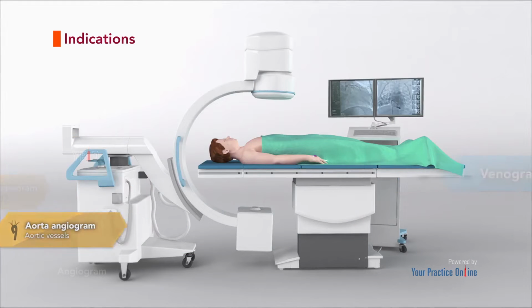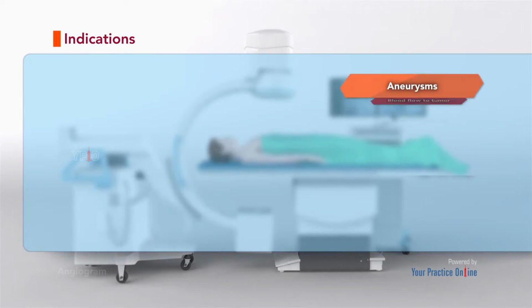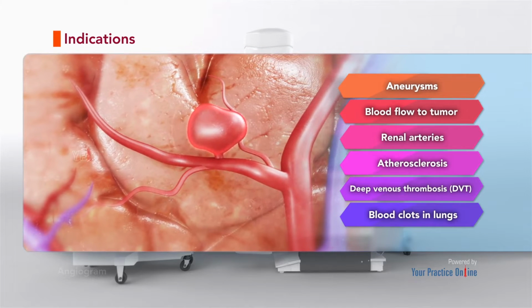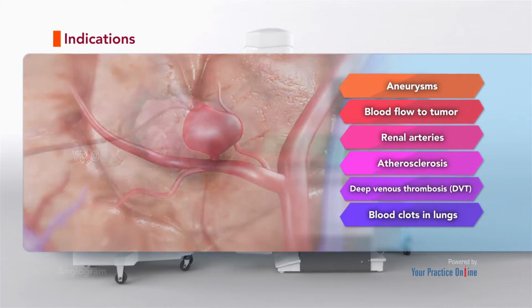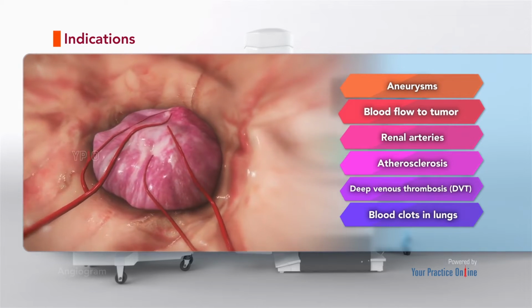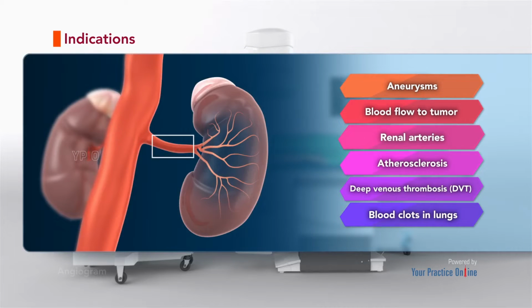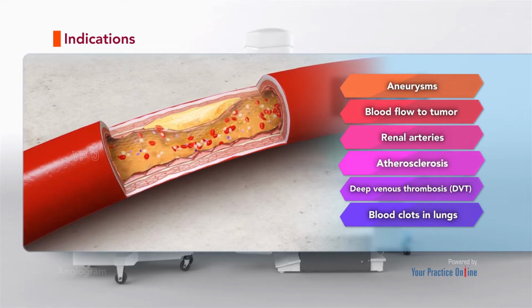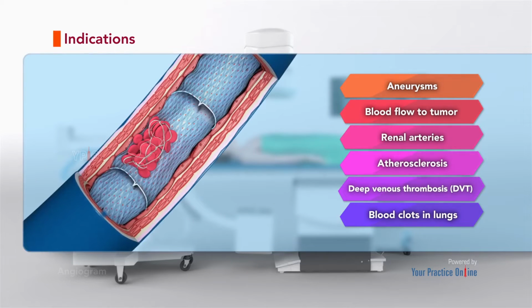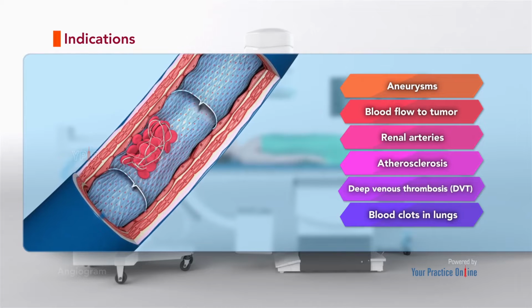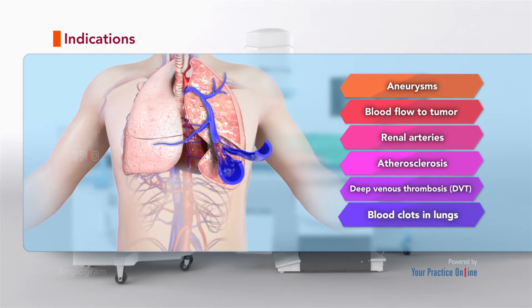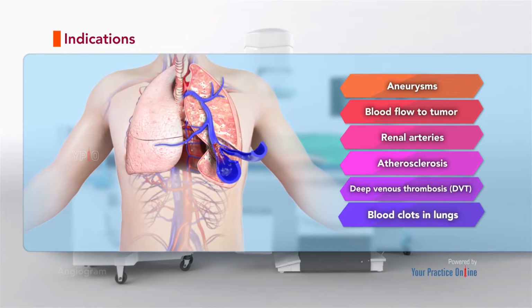Indications. An angiogram may be indicated for the diagnosis of aneurysms, bulging, weakened areas along an artery, blood flow pattern to a tumor, renal artery conditions, atherosclerosis, plaque buildup in arteries, deep vein thrombosis, DVT, blood clot in the leg, blood clots in lungs, pulmonary embolism.